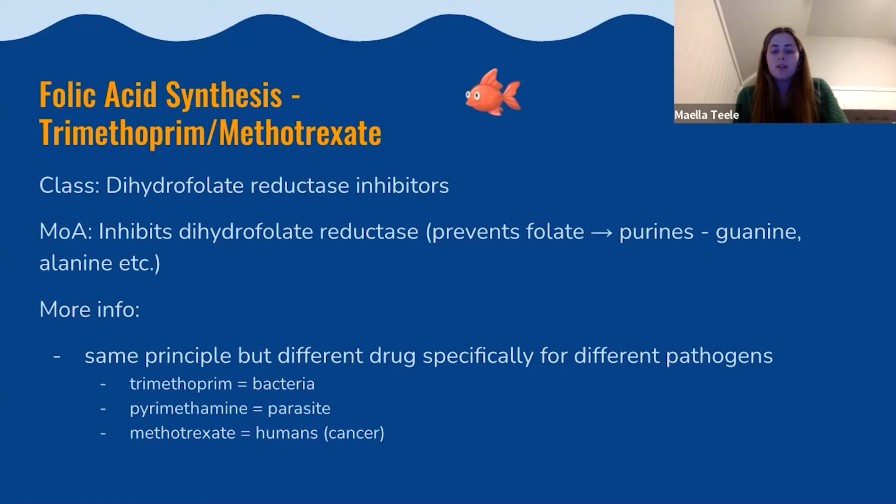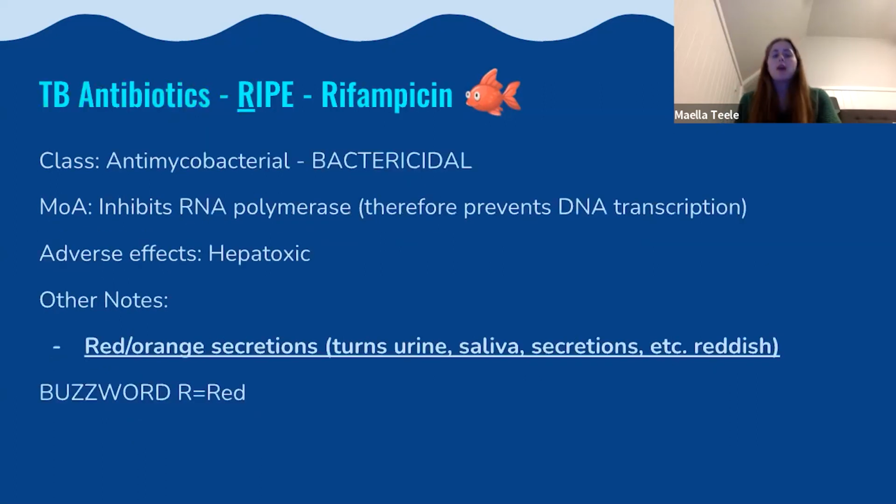And if you have a look just down here, you use these drugs for a lot of different pathogens. So you use trimethoprim for bacteria, pyrimethamine for parasites, and methotrexate for cancer. They're the same principle on how they work, but the drug differs for different pathogens and different causative organisms or viruses.